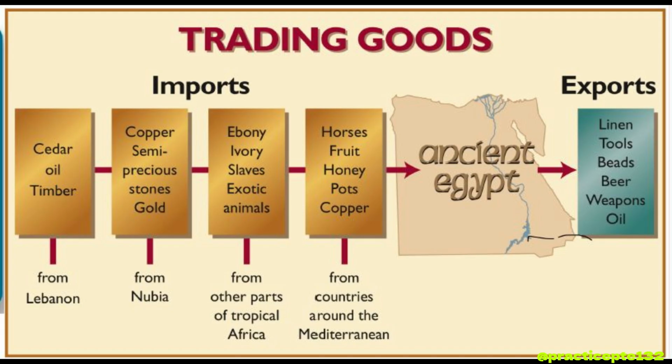You can also see from this picture that the next step is to import horses, fruit, and honey from other countries. The final step is to export linen, tools, beads and weapons to other countries. In conclusion, this picture is very informative.